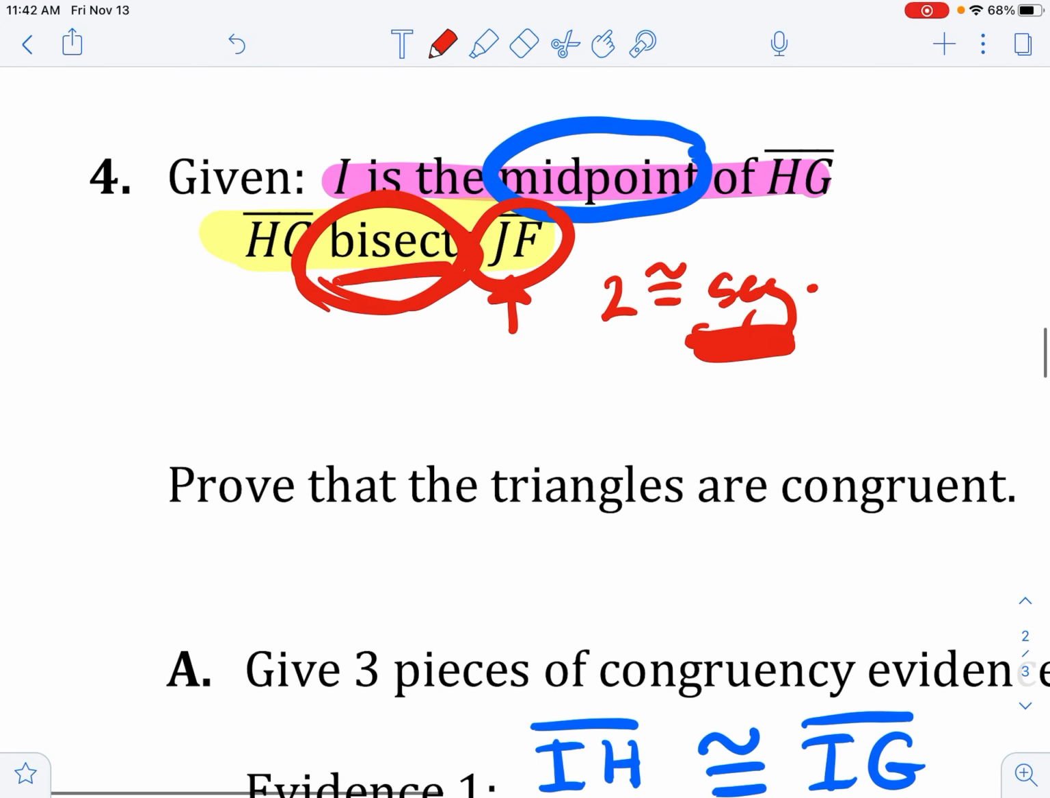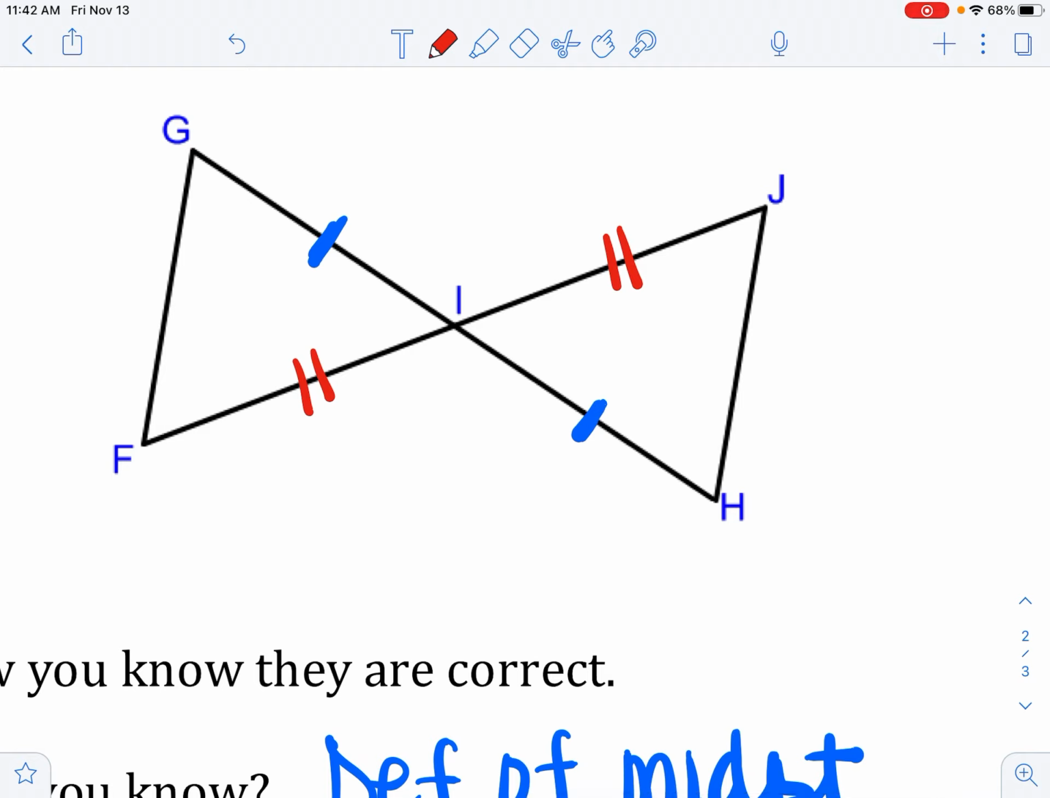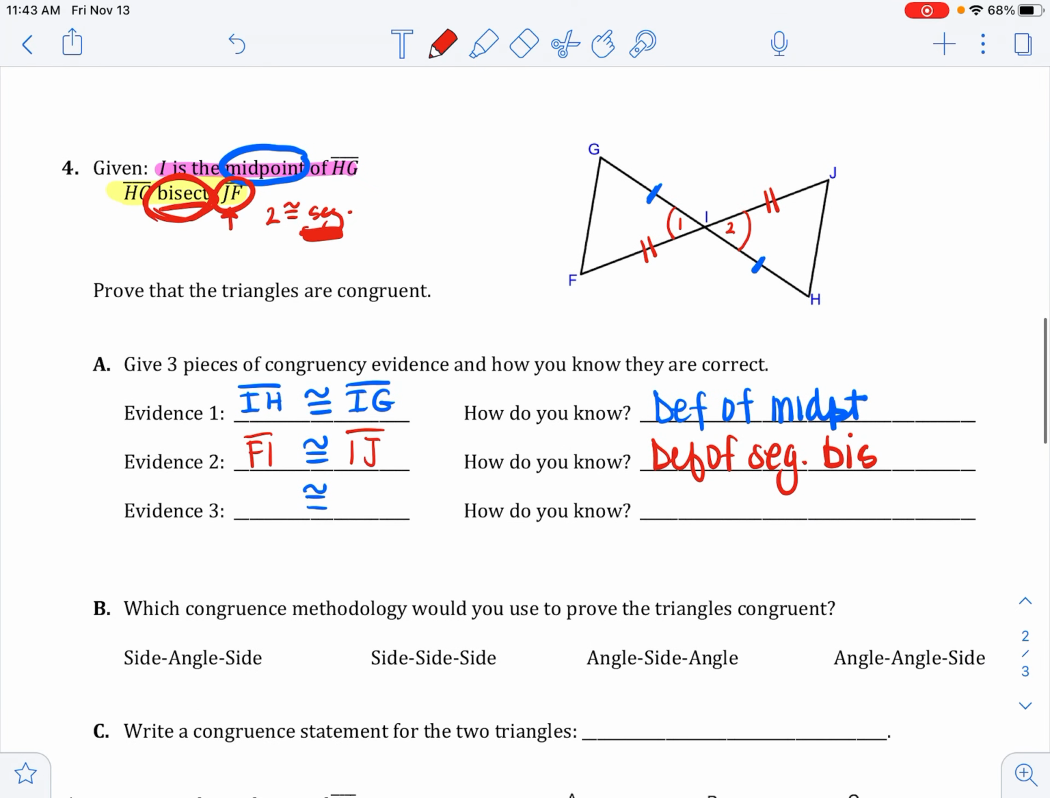All right, I'm going to go back to my givens, and I see that I'm out. So now I'm going to go to my diagram, and I'm going to look for either vertical angles or a shared side. I notice that there's vertical angles here. So I'm going to mark this angle congruent to this angle. I'm going to call them angle 1 and angle 2. So I'm going to say angle 1 is congruent to angle 2. And my reason, once again, those are vertical angles, and I know vertical angles are congruent.